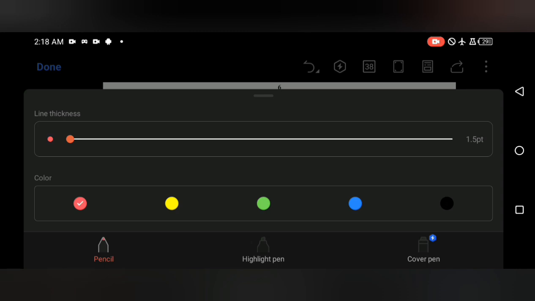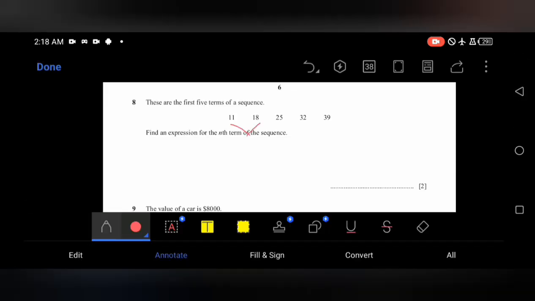You can see that we check the difference between the second term and the first term, checking the first difference, that's 7. If we check this also, 25 minus 18, that's also 7. 39 minus 32 is also 7. So the first differences we have here are the same. So in this case, the common difference is 7, which shows that this sequence is a linear sequence. So the common difference d is 7.